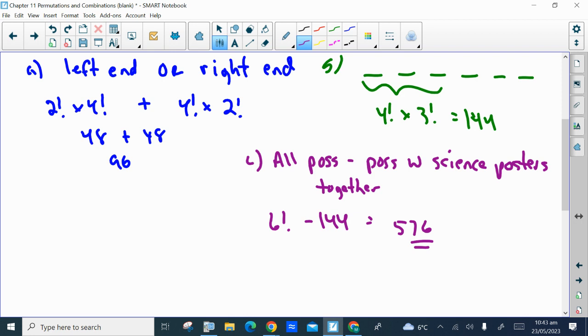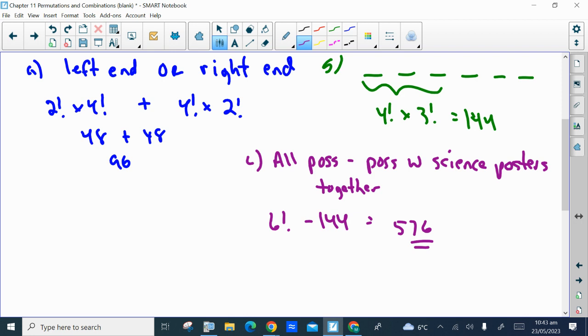Now, when we did that one earlier with the 2 people that couldn't be together, I showed you another way by marking down spaces. That could be done here, but it'd be a little more complicated. In that case, there were only 2 people that had to be separated. In this case, there are 3 science posters that have to be separated. What makes this more complicated is the fact that you just can't have all 3 together. So you'd have to do 2 different scenarios.